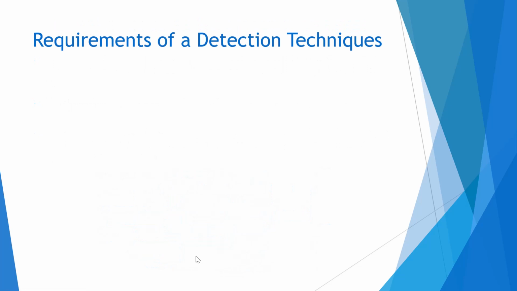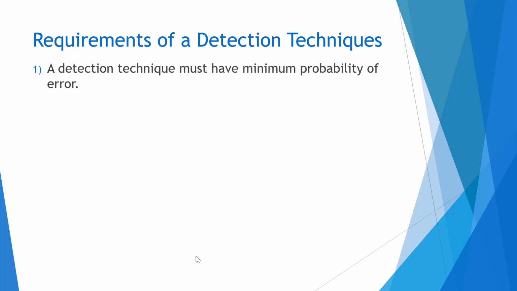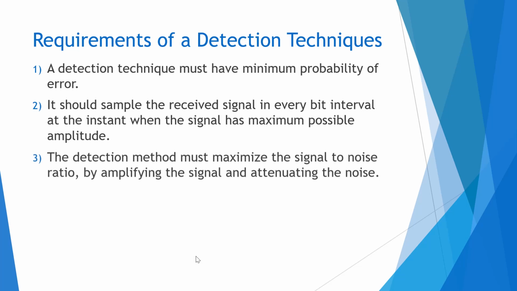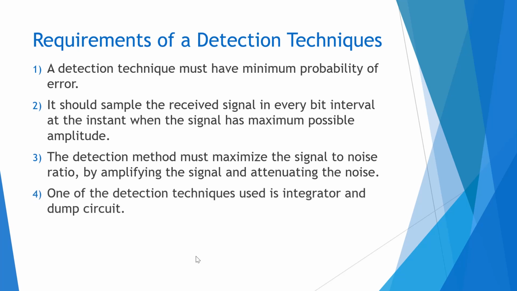Now to find the requirements of a detection technique. First, a detection technique must have minimum probability of error. Then it should sample the received signal in every bit interval at the instant when the signal has maximum possible amplitude. The detection method must maximize the signal to noise ratio by amplifying the signal and attenuating the noise. And last but not least, one of the detection techniques used is the integrate and dump circuit.